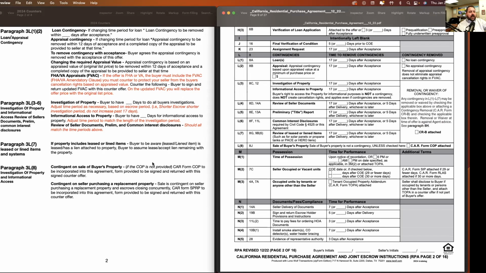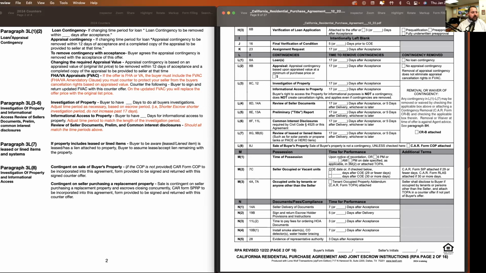The leased or liened items. I know where it says review of leased or liened items, that's the time period for that. But at this point, I'm also going to disclose what leased or liened items were there. I don't care if you put it in the MLS. That doesn't matter. The MLS is not binding. Only the commission offered from the listing agent to the buyer's agent is binding in the MLS. So I'm also going to disclose this, even if I put it in the MLS, even if it was public.